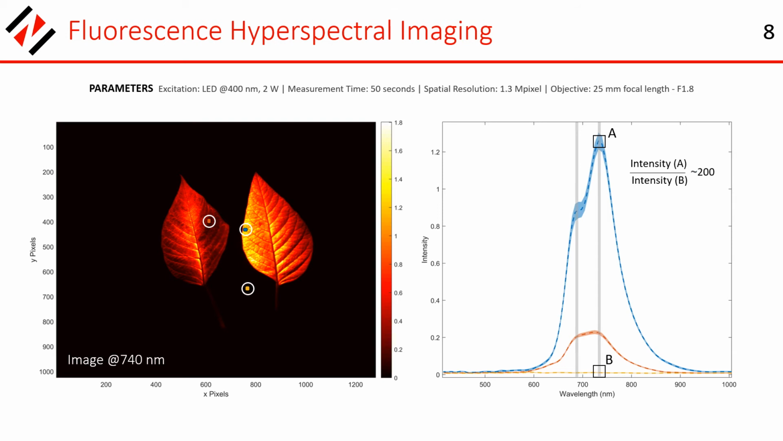Here you can see the final hyperspectral image. On the left, you can see the image plotted at 740 nanometers wavelength, which corresponds to the peak in the spectrum of the emitted fluorescence by the chlorophylls of the leaves. And on the right, you can see three different spectra corresponding to the 3 pixels highlighted in the image. In blue and in red, respectively, you can see the fluorescence signal emitted by the two leaves, and you can appreciate the differences by looking at the ratios between the peak at 690 nanometers and 740 nanometers. In yellow, you can also see the background signal.